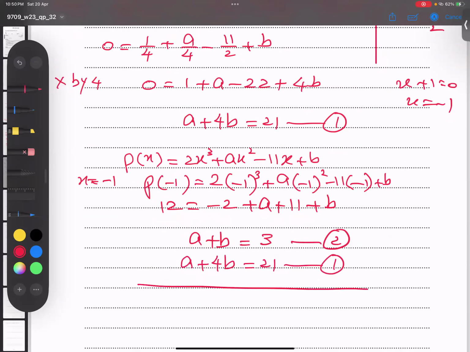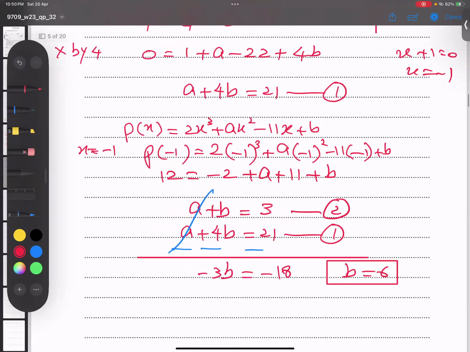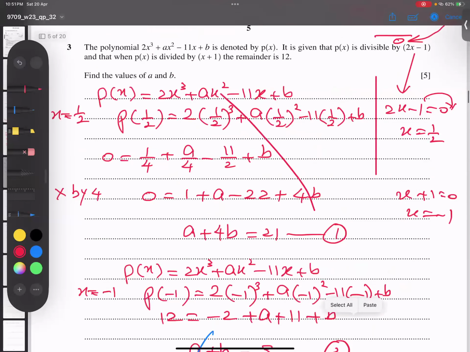So when I paste here, students, next the sign changes, this cancels out. I get a negative 3b and here the 3 is gone. And I got negative 18 and b becomes 6. And this b value, I can plug into any equation, but I'll plug in here, put in 1 or put in 2. So a plus 6 equals 3 and a becomes negative 3. And he was asking to find the values of a and b.